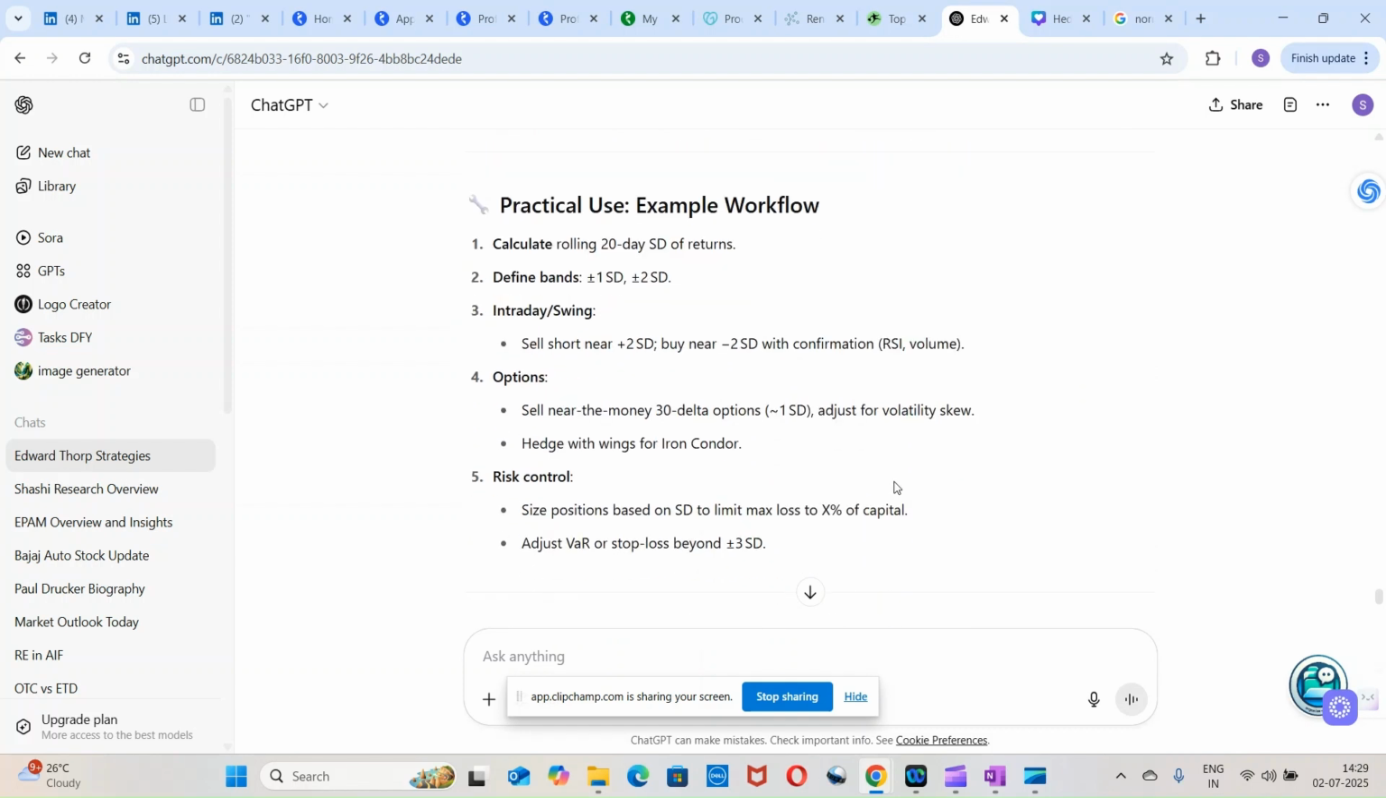How you could use this strategy practically: you calculate the 20-day standard deviation and define the bands, 1 SD as well as 2 SD. Then sell near plus 2 SD and buy near minus 2 SD, with confirmation from RSI and volume. So that's a buy strategy. For the selling strategy, you sell the 30 delta options one standard deviation away, adjust for volatility skew, and hedge with wings for an iron condor.